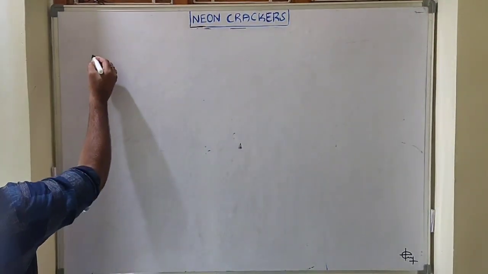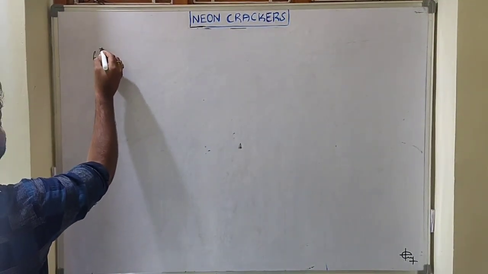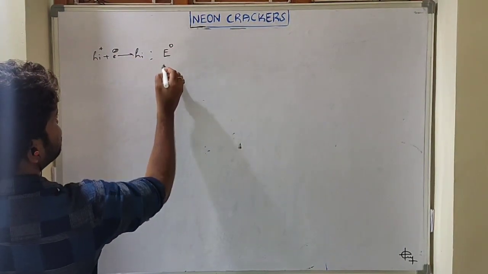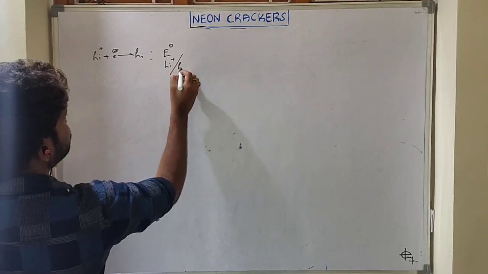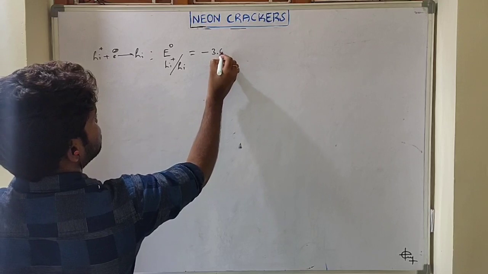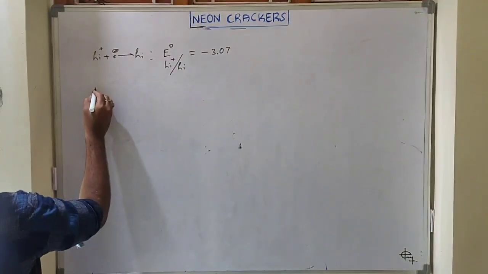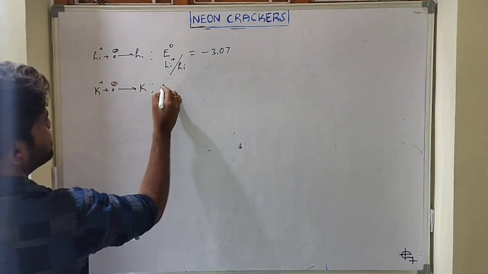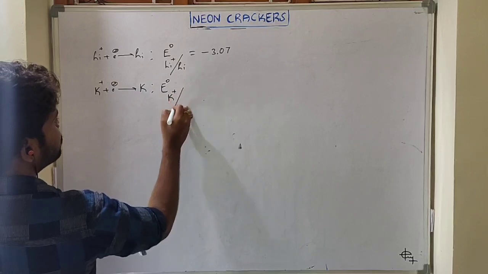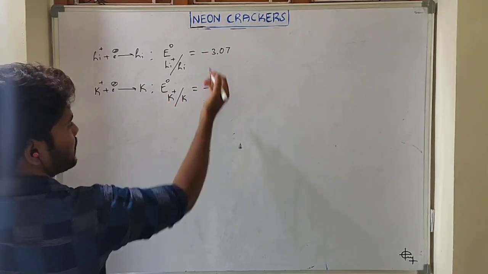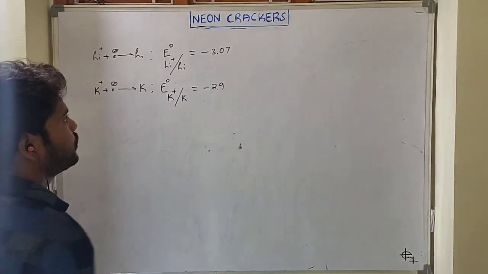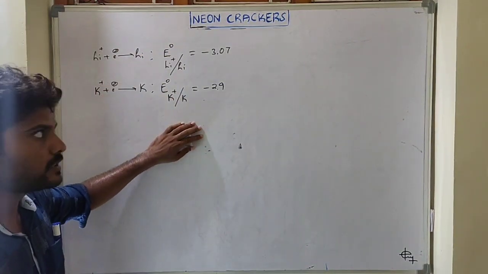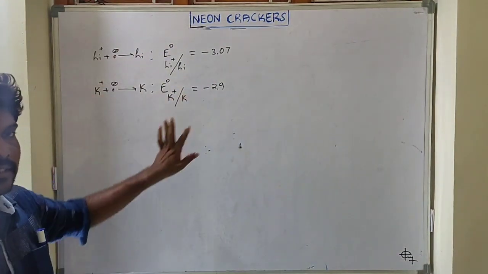Right. So the lithium reaction: lithium plus 1 electron to form lithium, and you can represent this potential as Li+ to Li, with a value of minus 3.07. Likewise, for potassium, if we add an electron and form potassium, we can represent this potential as K+ to K, and suppose the value is minus 2.9. No problem, because based on this series, from top to bottom, the negative reduction potential value is decreasing. So minus 3 to minus 2.9, it is decreasing.